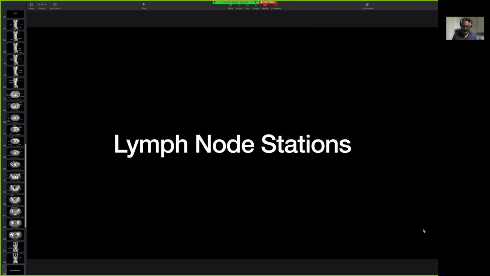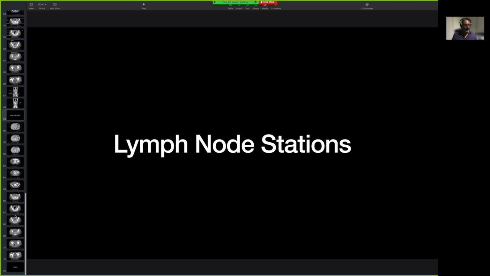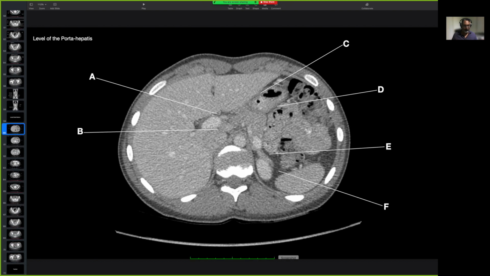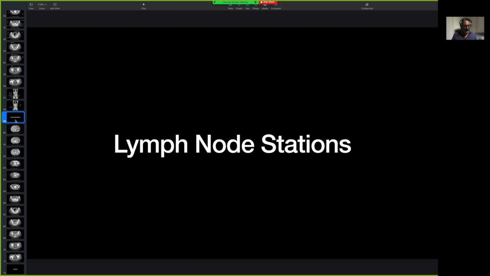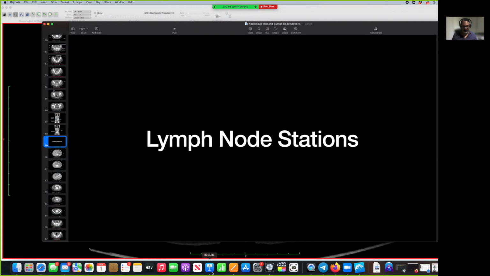So what is left here? That's it. Okay, people, it's 7:45. Now we can do the lymph node stations like here. What lymph node stations are here? Or we could do the pathology quiz.